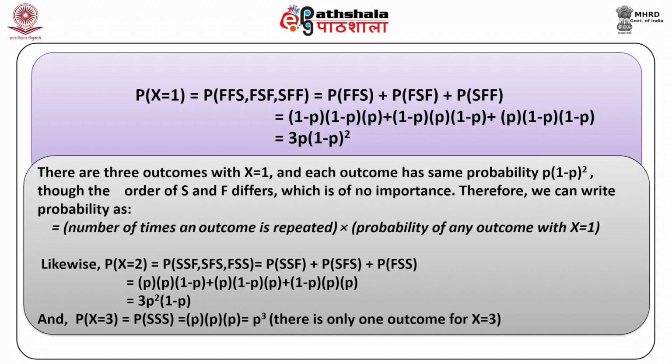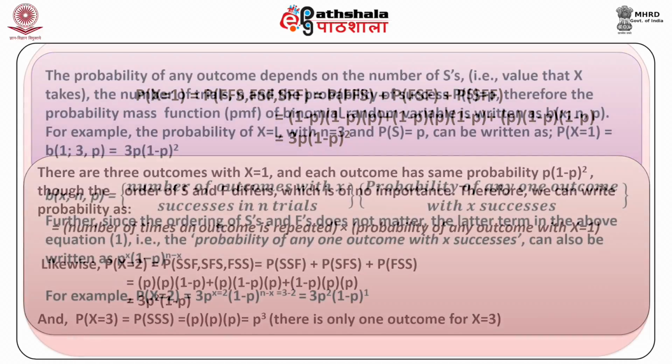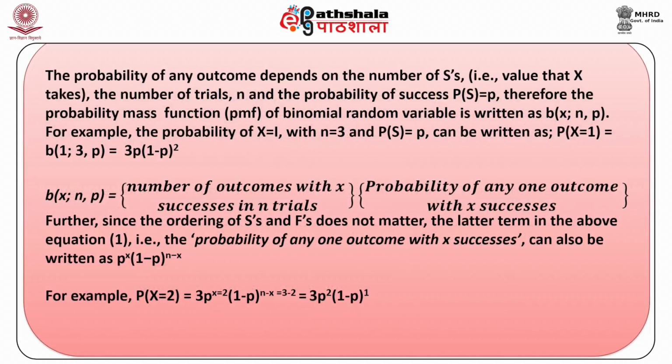But now if you want to find out the probability of x equal to 3, then we have only one possible outcome, which is SSS, and therefore it is equal to probability of SSS, and this is equal to P times P times P, which is P cubed, because as I said there is only one possible outcome. So we find that the probability of any outcome depends on the number of S, which means the value that x takes, the number of trials n, and the probability of success, which is probability of S equal to P.